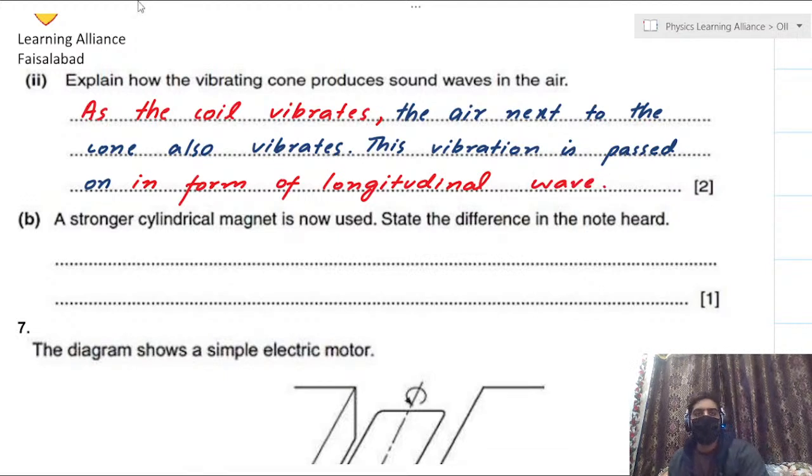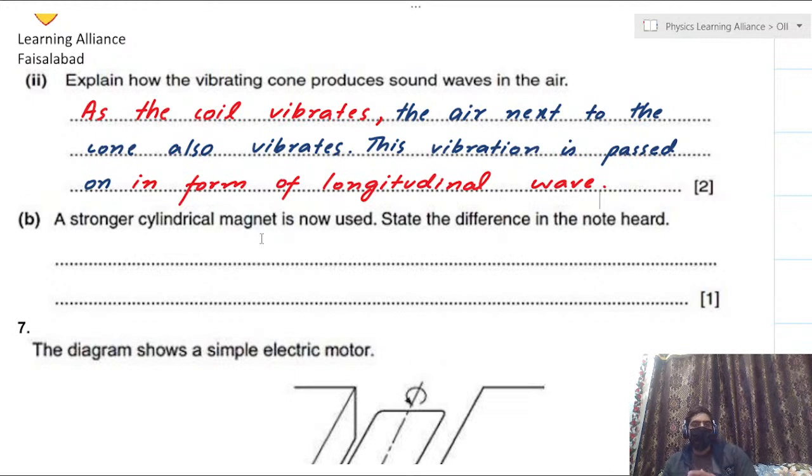All right. Then we have the next one. A strong cylinder magnet is now used. State the difference in the note heard. So now you have a strong magnet. What would happen is increasing the strength of a magnet. This is the thing that they have asked like third time now.